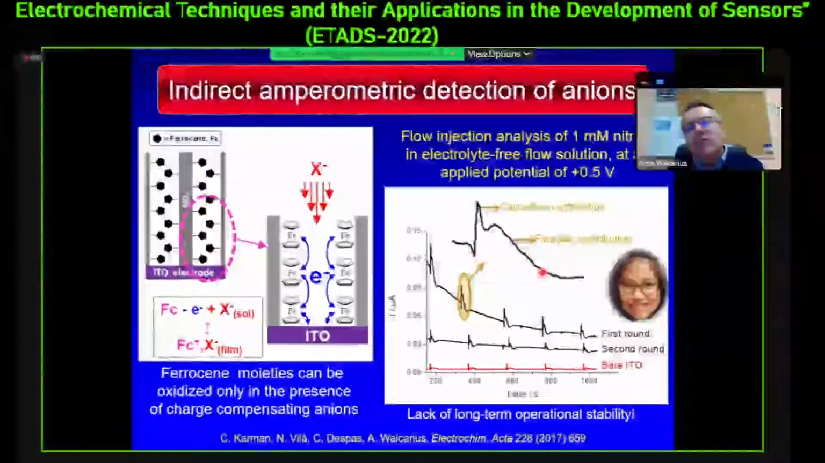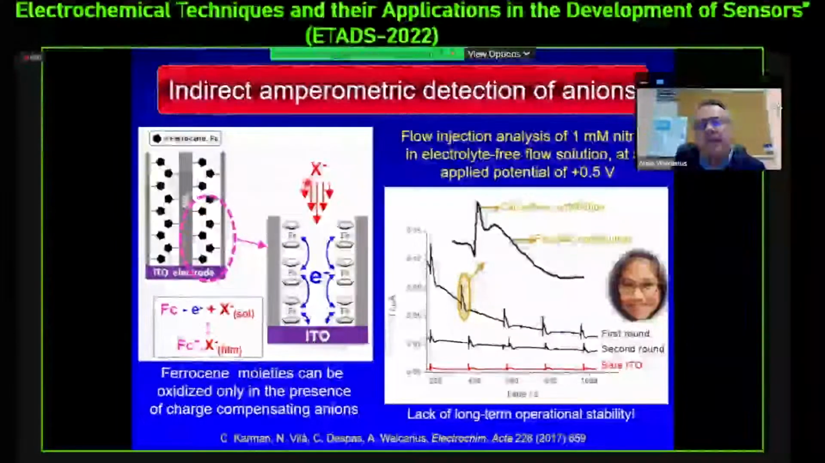And in addition, you also have the Faradaic contribution, which is due to the oxidation of ferrocene, which becomes possible due to the presence of the charge compensating anion. When you use only a bare electrode, you have only the capacitive contribution because you don't have this reaction.